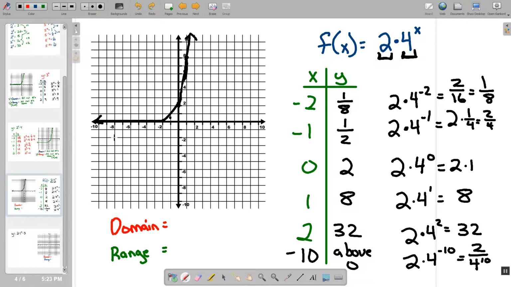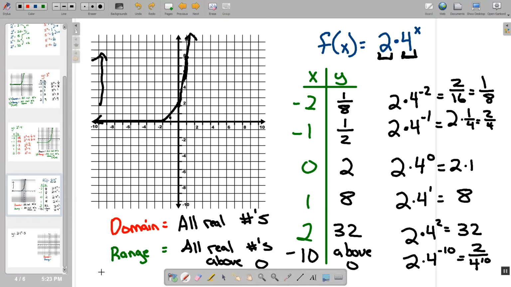So our domain is we can pick any x value. There are no restrictions here. So all real numbers for x. Now our y is going to be any number that's above 0, because we can do anything up this direction. So it's going to be all real numbers above 0, which, once again, if we want to write it in this form, it's numbers between 0 and infinity. Well, you can't actually be infinity, so it means every number that's above 0.